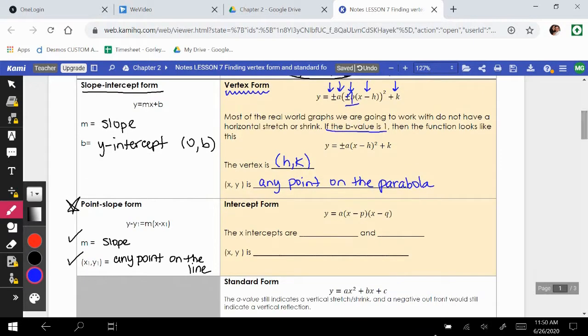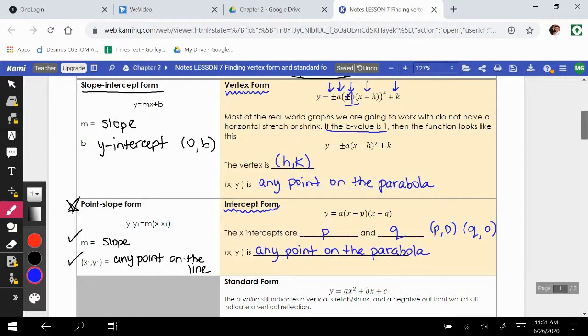The next form we can talk about is intercept form. In this case, the x-intercepts are p and q. If I wanted to write those as ordered pairs, it would be p comma 0 and q comma 0 for x-intercepts. xy, again, is any point on the curve or on the parabola, the U-shaped graph.